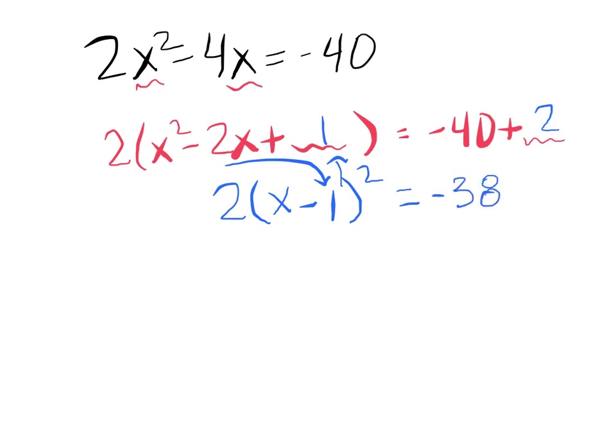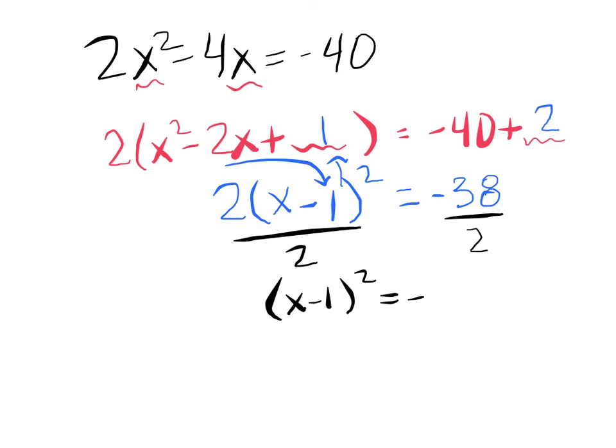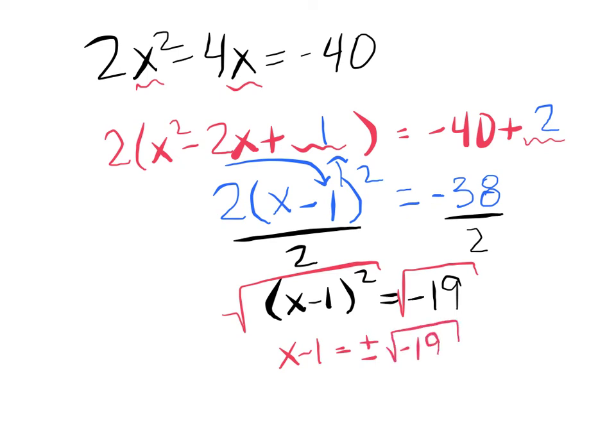Okay, now we need to divide both sides by 2 in order to be able to take the square root of both sides. So we get x minus 1 all squared equals negative 38 divided by 2, which is negative 19. Now we take the square root of both sides, and we get x minus 1 equals plus or minus the square root of negative 19.